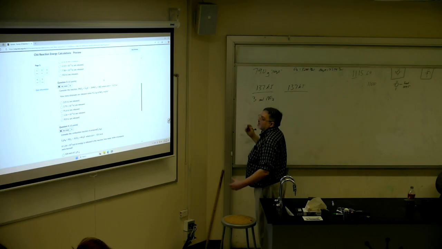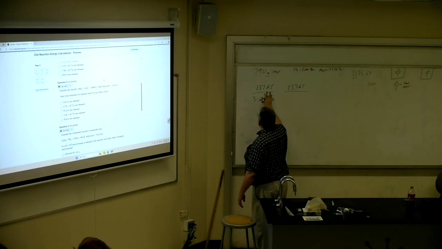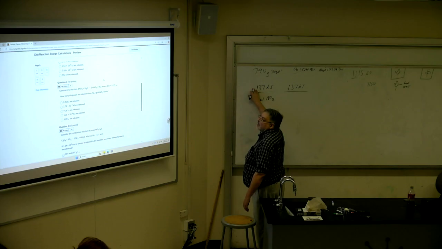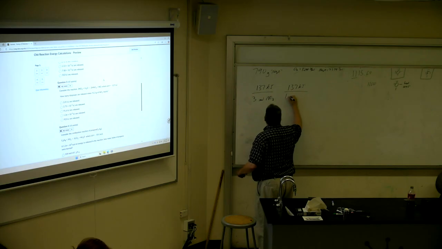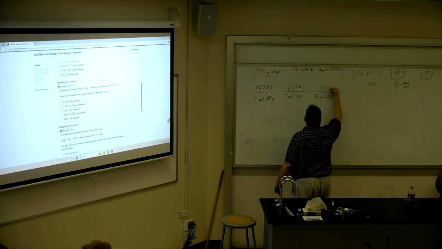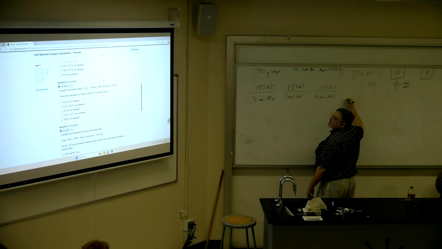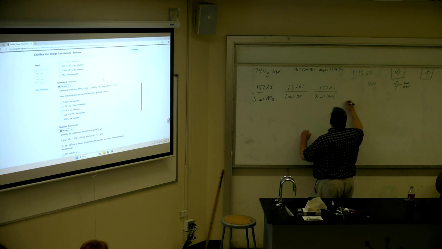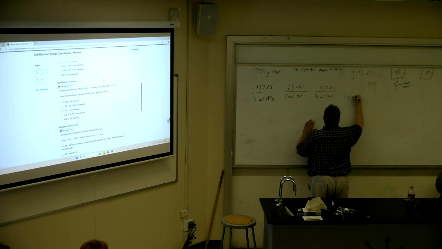3 moles of NO2, and then another one, 137 kilojoules. The sign, the plus and negative, is kind of a subtle thing. I would say just take the absolute value of the energy given, and then the rest is context. 1 mole of H2O. And there's NO.